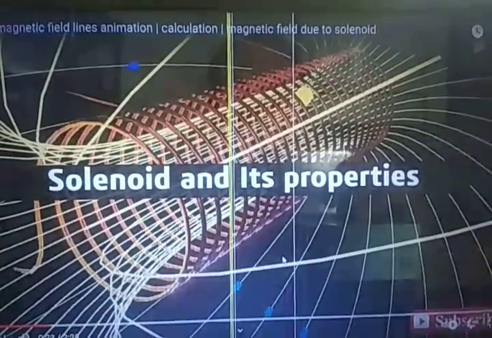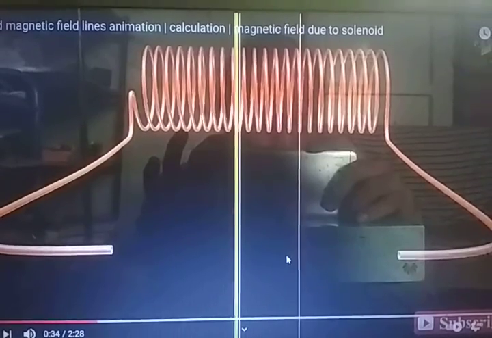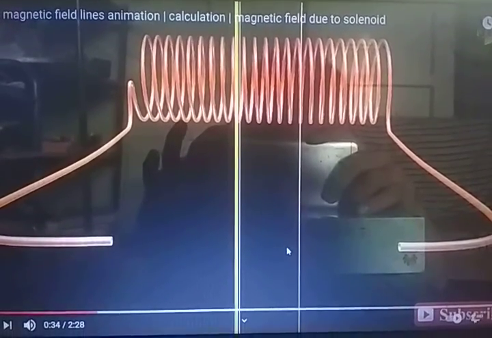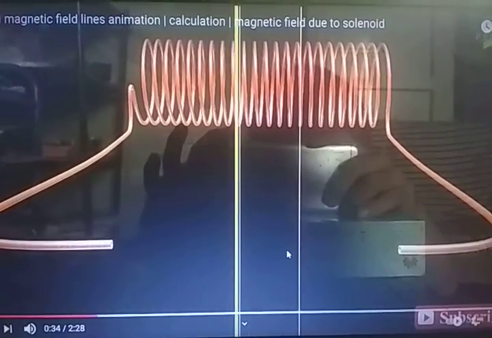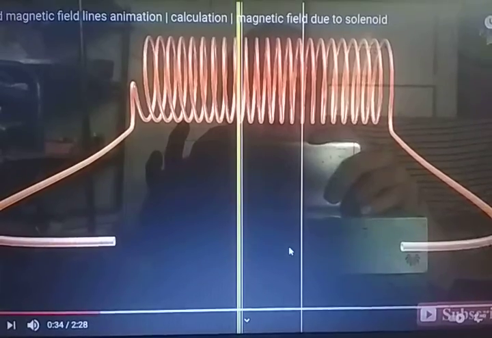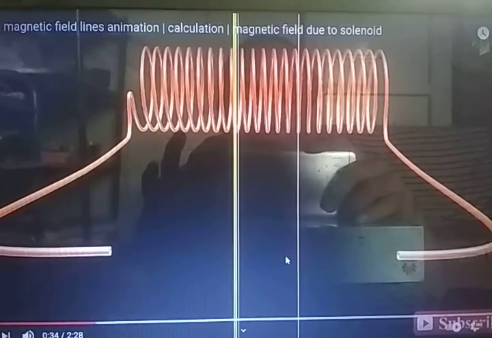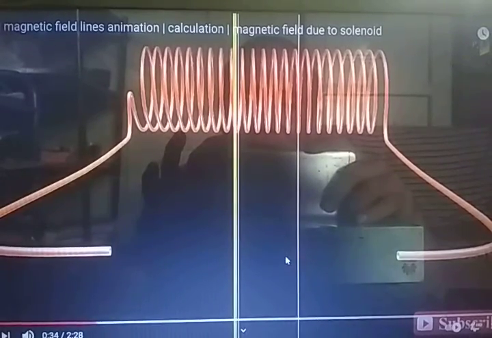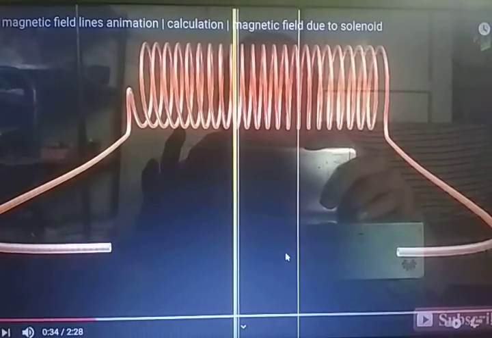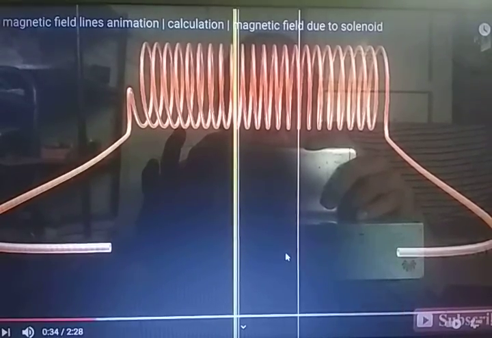Good morning. In this video we'll study the solenoid and its properties. First we'll learn about the solenoid. What is a solenoid? It is an insulated copper wire wound around a cylindrical core, and that is known as a solenoid. Here you can see the solenoid. Insulated means this copper wire has a cover, and it is wound around, meaning it is winding around.